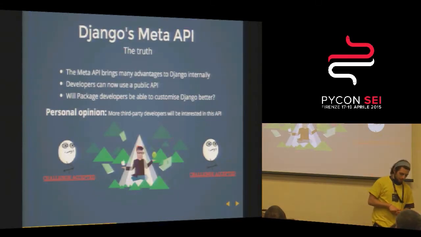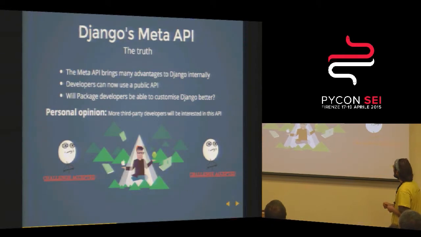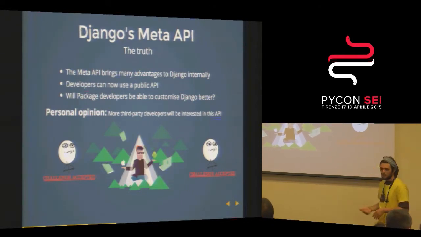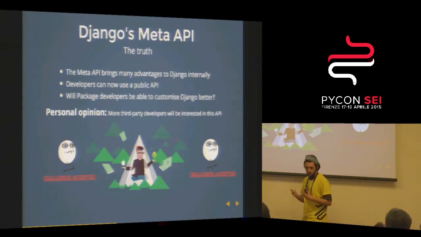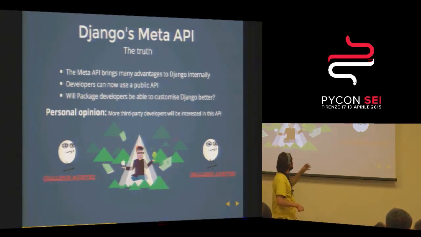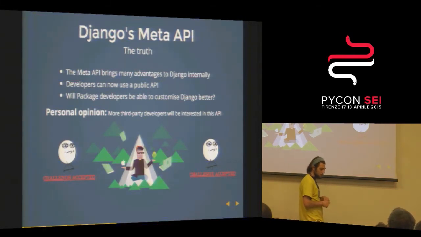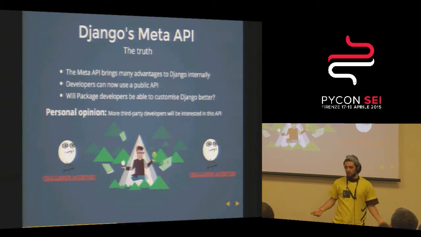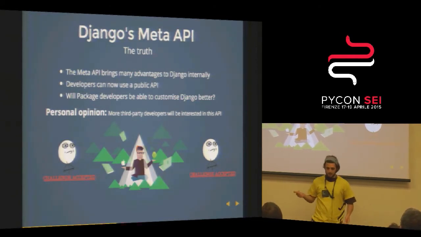So let's say that we're really happy about this new implementation, and the benefits of the API are quite obvious in terms of Django's internal development. It's obvious that having a public API is great. But what about third-party package developers? Now that this API is public and people actually use it, will they be able to exploit this API in a better way? Will they be able to customize Django better by having this API built in?